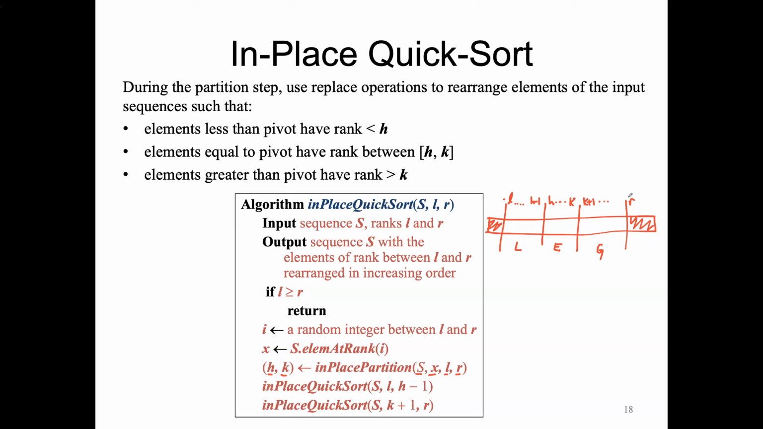Once we're given those, we can recursively call our in-place quicksort on that list L, and recursively call it on that list G. Okay, so how do we implement this in-place partition?